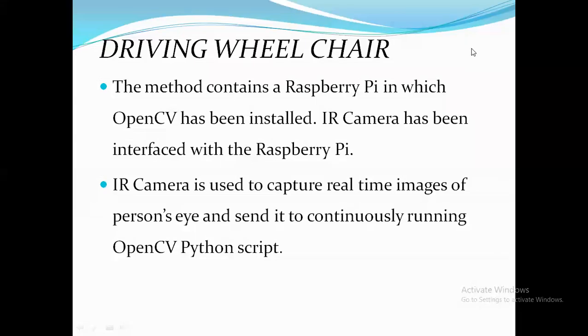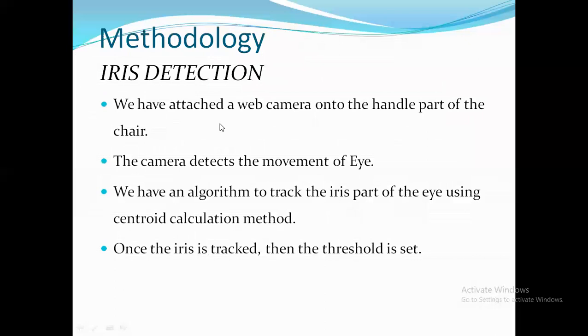So yeah, driving wheelchair and two algorithms that we use, we'll discuss later. So methodology, iris detection. What is iris detection? Iris is a part of our eye. We all know that. The black dot-like thing that we see in our eyes is called the iris.